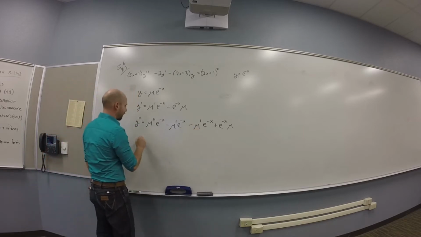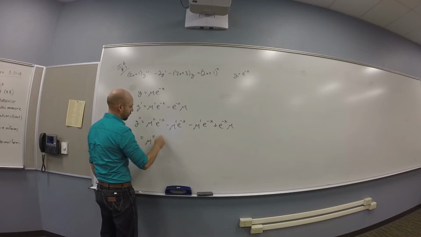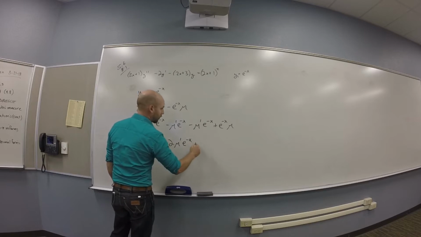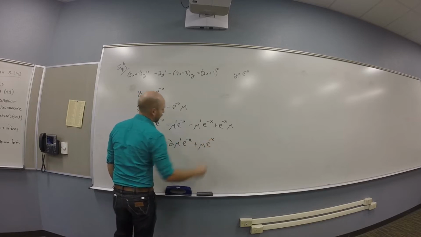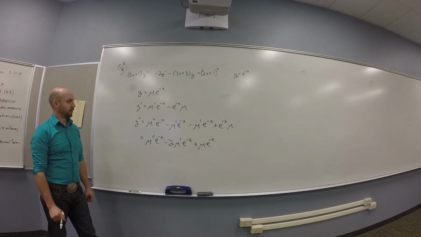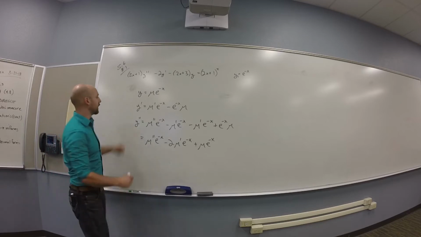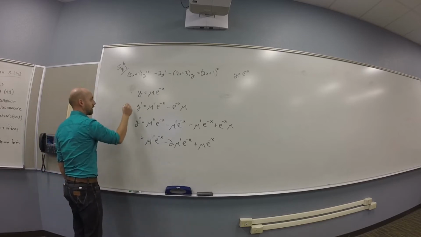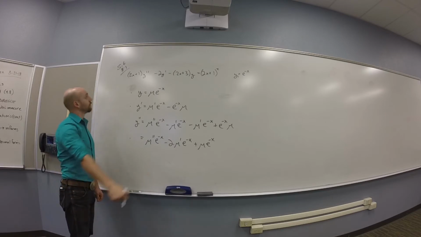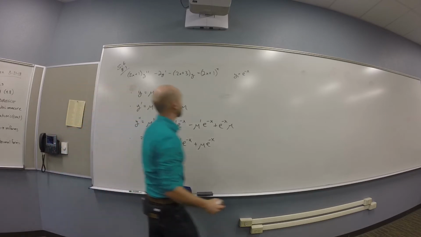So I could rewrite this as mu double prime e to the minus x minus 2 mu prime e to the minus x plus mu e to the minus x. I don't know why I keep switching where I put that one. Sorry. That's just because my brain's not working yet. Okay, then take this guy, and that guy, shove those into your original.